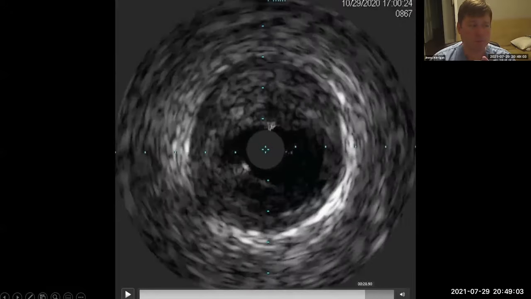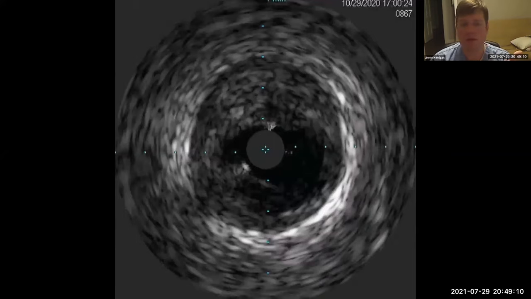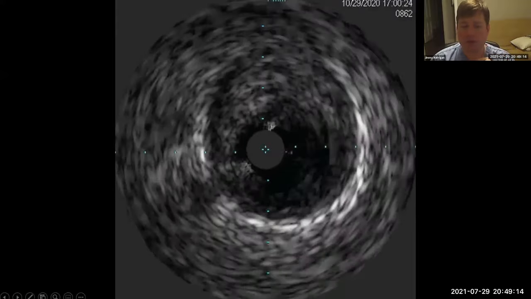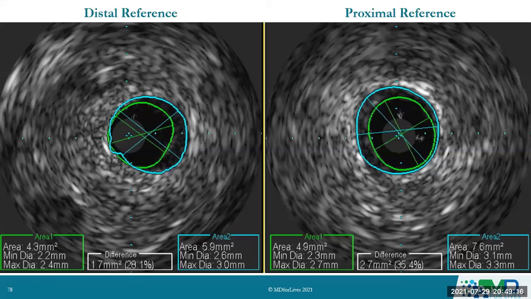Now, this looks bad, but we don't use IVUS to decide what to fix. We use physiology to decide what to fix outside of the left main. So I know this is physiologically non-significant, so I deferred intervention on the LAD proper and focused on the diagonal.